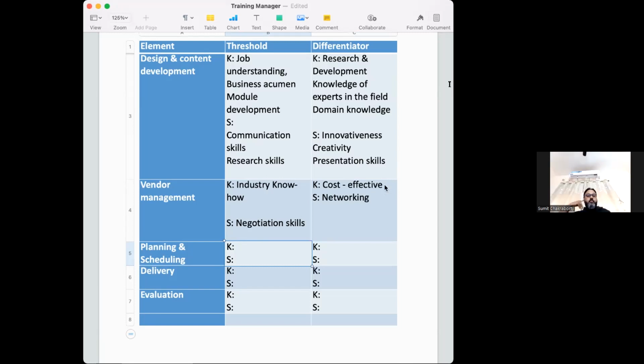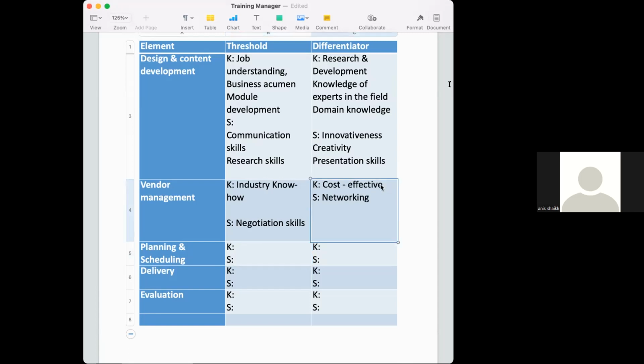Only cost effective will not make any sense. That is not a knowledge actually. That is a skill. If you do it, you will do it in 100 rupees, or somebody will do it in 80 rupees. The gentleman has that skill to bring it down, right? Knowledge about the budget, or resource mobilization, market knowledge. Cost effective resource mobilization. Yeah, market knowledge can be written there. Correct. Knowledge of cost effective resource mobilization. Only then can you differentiate. If you have industry know-how, what does it matter?